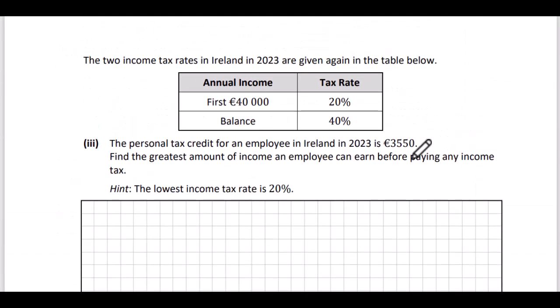The two income tax rates in Ireland in 2023 are given again in the table below. So up to 40,000 you pay 20%, anything over 40,000 you need to pay 40% tax. So the personal tax credits for an employee in Ireland in 2023 is 3,550. Find the greatest amount of income an employee can earn before paying any income tax. The lowest income tax rate is 20%.